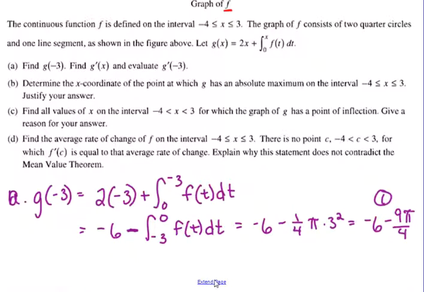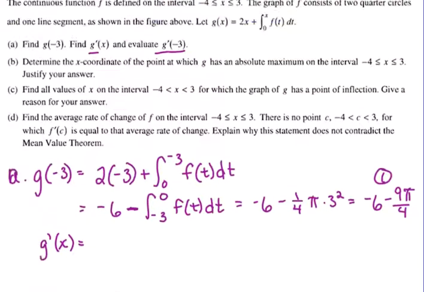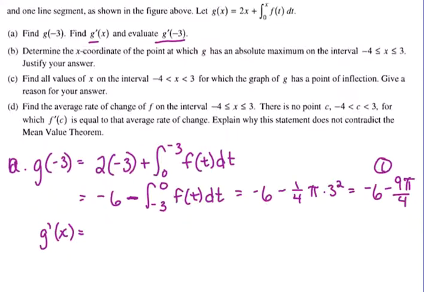Find g prime of x and evaluate g prime of -3. So anytime they break it up like that, you can about guarantee you're going to get a point for each. So g prime of x, we need to find this in generic terms here. The derivative of 2x is 2. The derivative of an integral cancels, and we plug in that limit. In this case, it's not applicable, but don't forget that you have to multiply by the derivative of that limit. In this case, the derivative of x is just 1, so it really doesn't matter. Okay, so that's g prime of x.